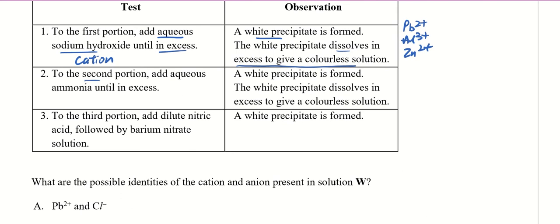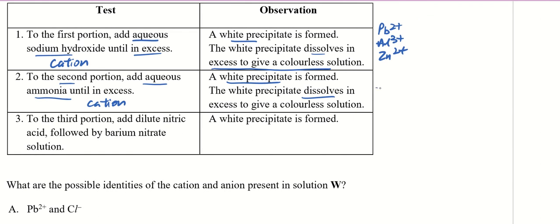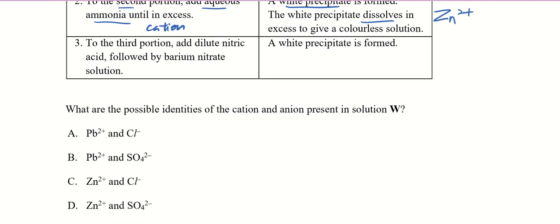Second portion, add aqueous ammonia. Again, we are testing for cation, and this time we still get a white precipitate, and again it dissolves. So since zinc is the only one that dissolves in both excess sodium hydroxide and aqueous ammonia, we can eliminate lead and aluminum, which means A is out, B is out.